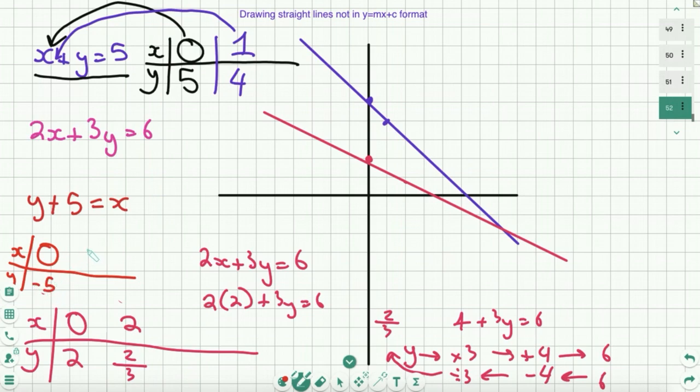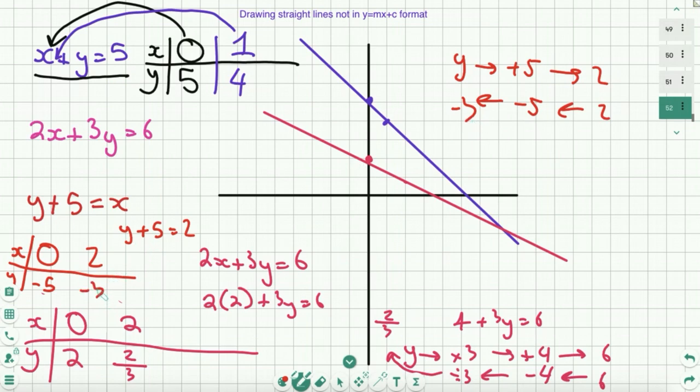x can be 2. So y plus 5, replace x with 2. Something plus 5 is 2. Let's use our function machine. So y plus 5 makes 2. So we have to go backwards. 2 minus 5 is y. 2 minus 5 is negative 3. And this is going to be our second coordinate. So let's draw that. So 0, negative 5 is here. And 2, negative 3 is over here. And we can just draw our line. And that's how we draw lines which are not in y equals mx plus c format.